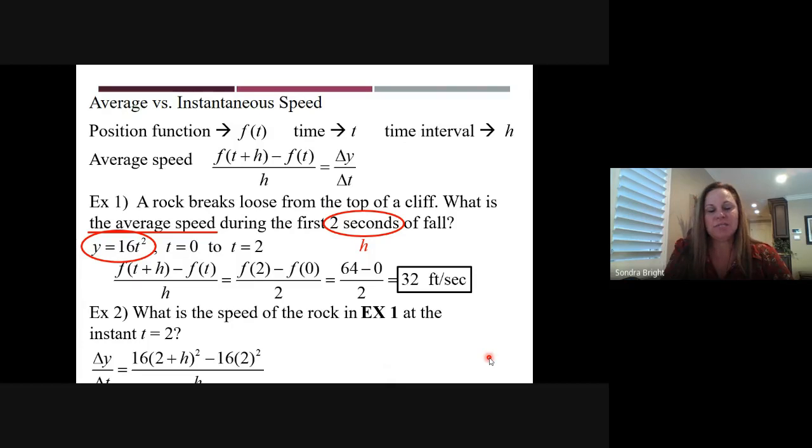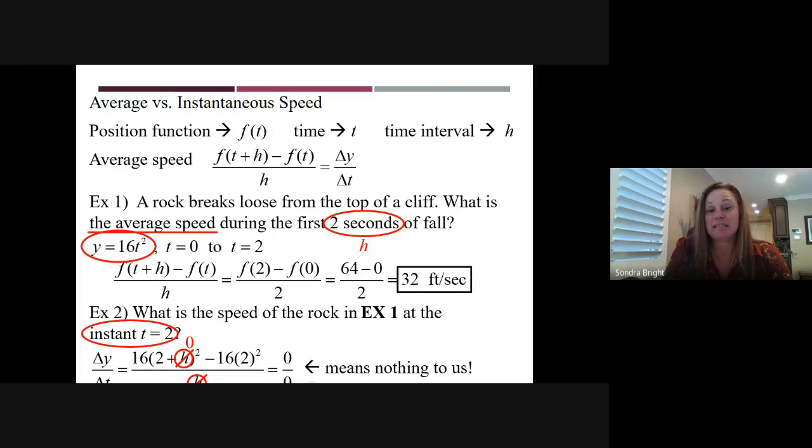And they ask us what's the speed of the rock in this example at the instant when t equals 2. And so for that, it's the change in y over the change in time. And so you plug in 2 for t, and you're leaving that at h. And at that instant moment, your h, the time interval, is 0, right? Because we want it in an instant. So we would plug in a 0 into h and a 0 into h. And so when you figure this out, you would end up with 16 times 2 squared minus 16 times 2 squared. Oh, that's 0. And you've got a 0 on the bottom. 0 divided by 0.